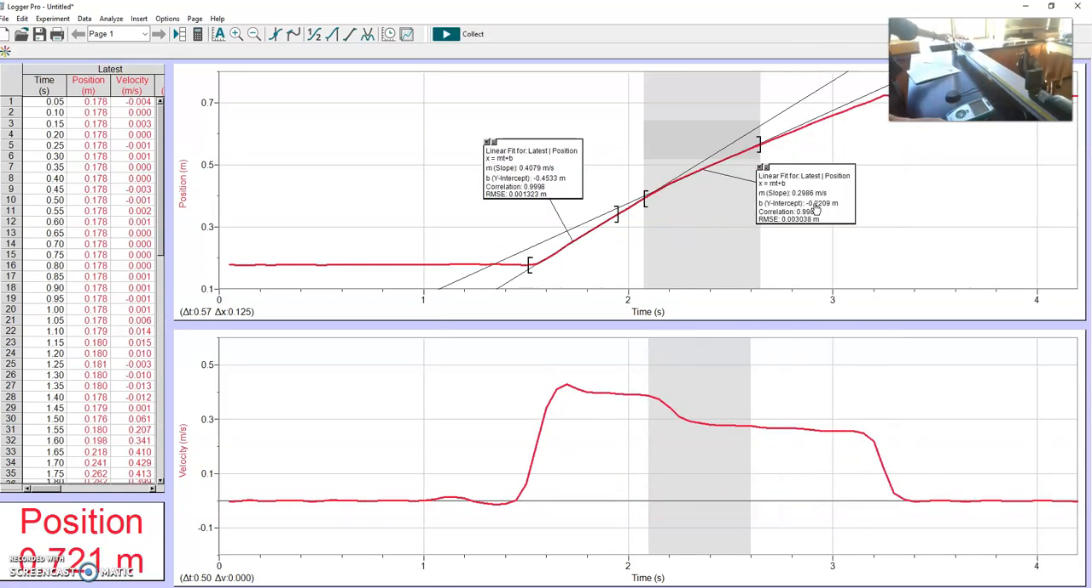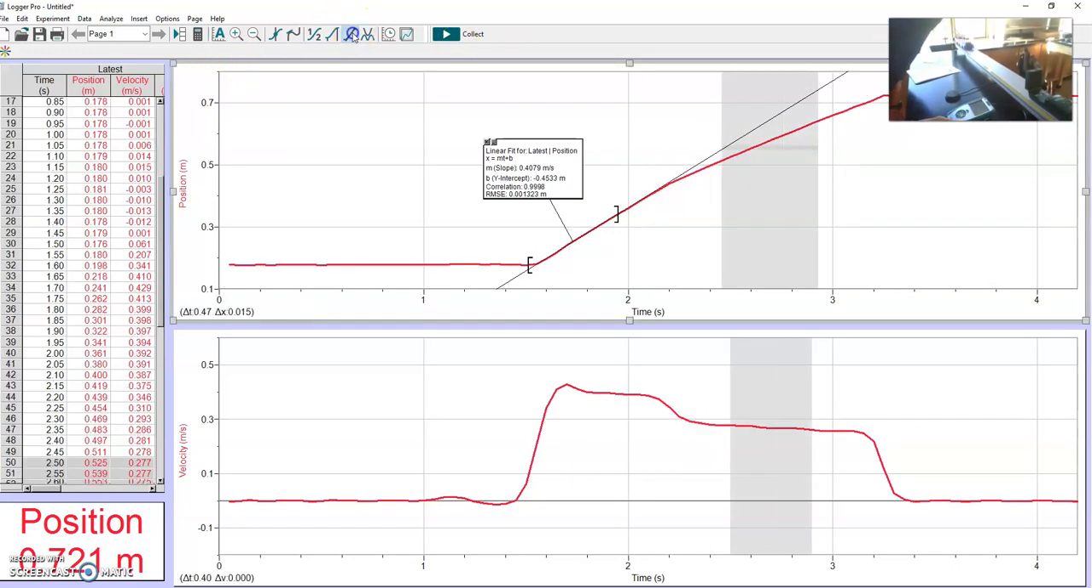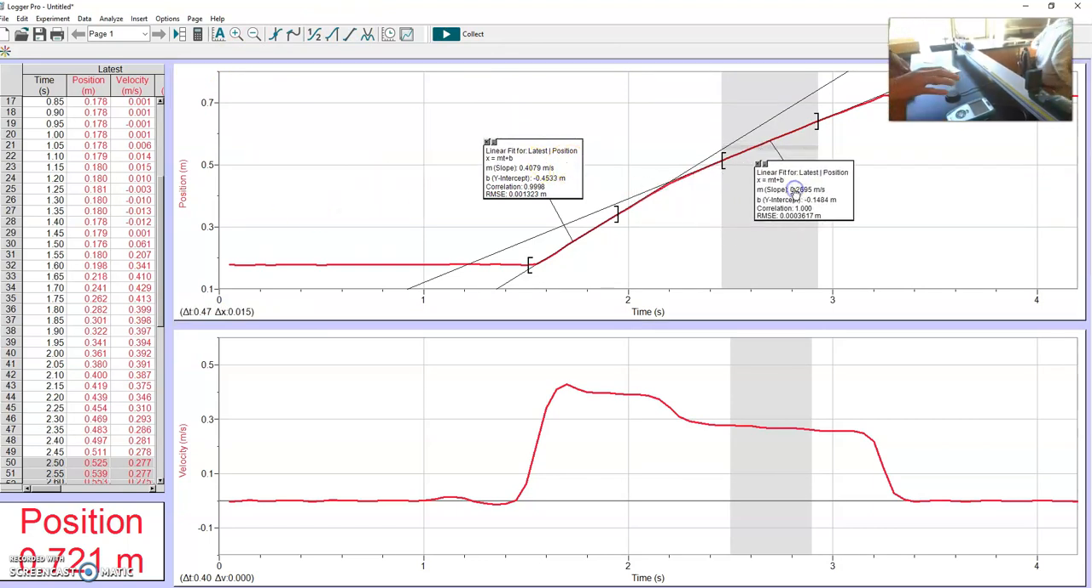Okay, hardly any change at all there, because of course it's very heavy, it's got a lot of momentum, and running into something that's light, it's not going to affect it very much. So for your data table, we can go ahead and record our initial and final velocities. Our initial velocity for trial 3, according to our position time graph slope, is right here, 0.4079, and our final velocity is 0.2695.